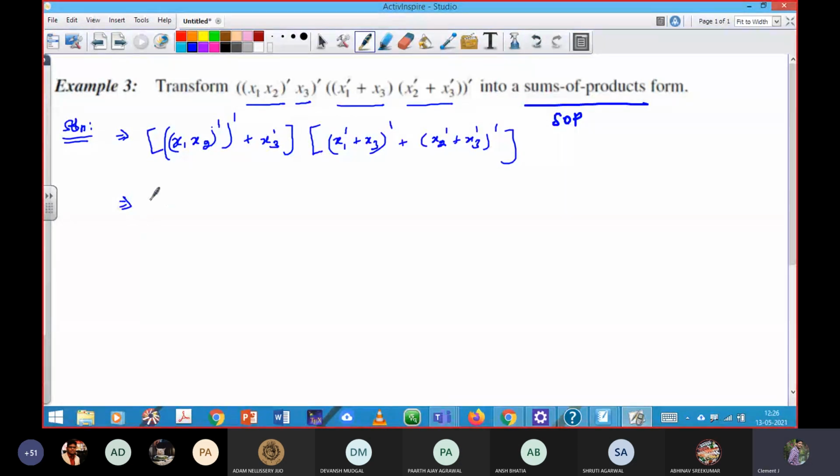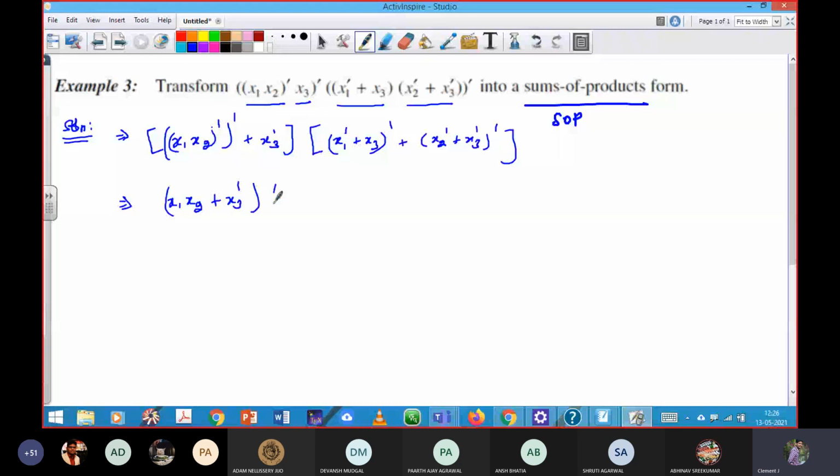Okay, now, by using the involution law, x1, x2 dash dash dash. So the complement of complement will vanish, and it will remain the same, x1, x2 plus x3 dash. The first bracket gets over.